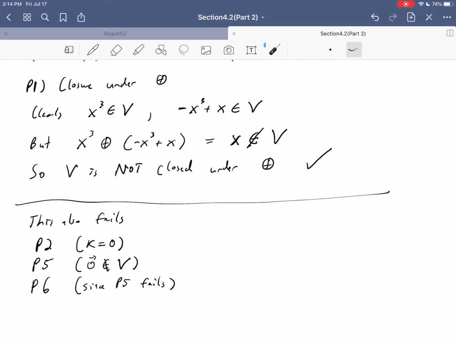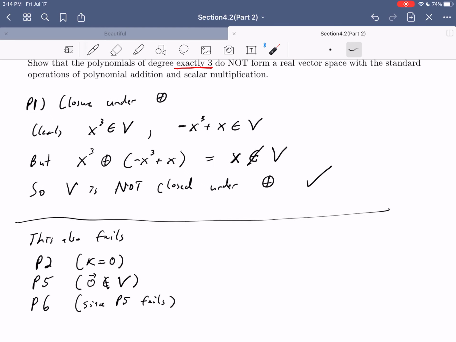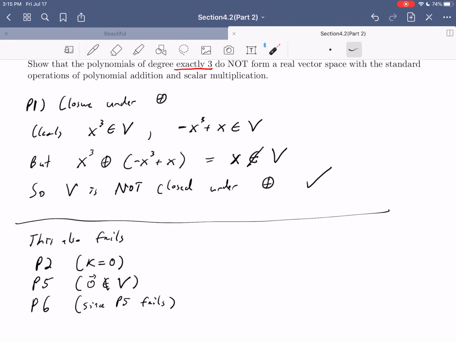Now you'll notice, though, that I don't mention P3, P4, P7, P8, P9, P10, because those will actually pass. All those properties still hold. And that should sort of make sense, because all those properties had to deal with the operation. And remember, the operations are still the standard operations that we just did in the previous example. So of course, those properties about the commutativity of vector addition or the associativity of scalar multiplication shouldn't fail. We didn't change any of that.